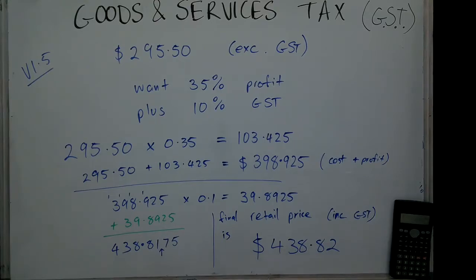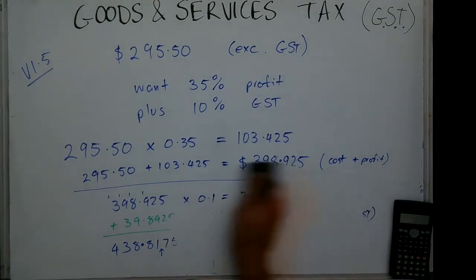There wasn't a dividing by 11 example there, but I think we're going to get to one. Okay, so that's increasing an amount by 10%, so including the GST. I'll rub this out.